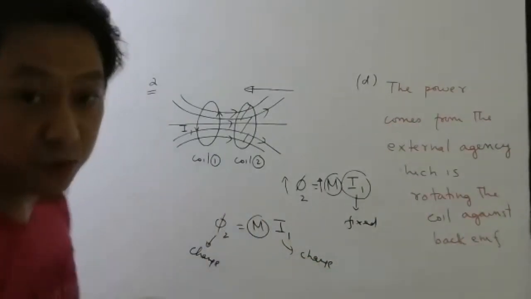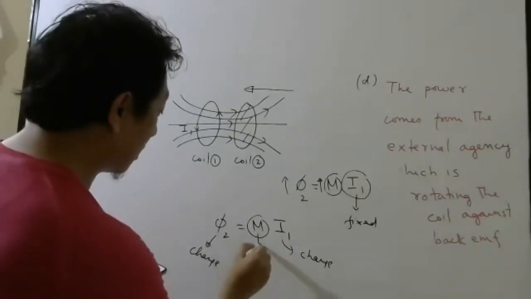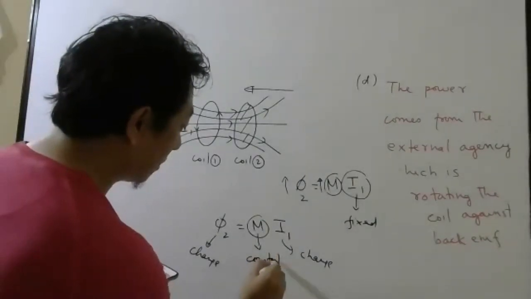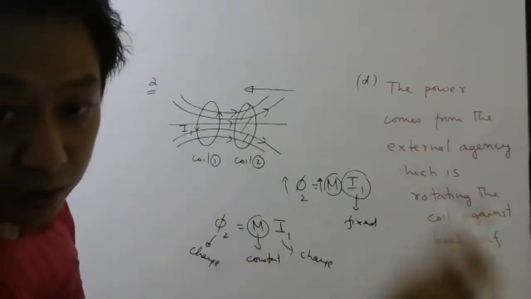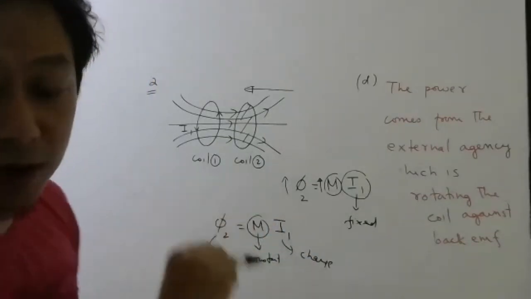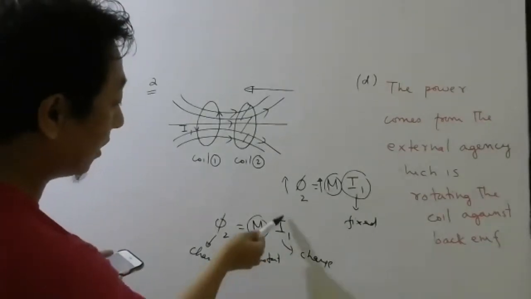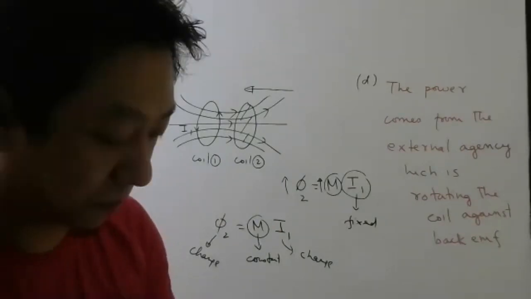This ratio is the constant of proportionality, so it will remain constant. Without changing the distance, if you simply change the current in one coil, the flux in the second coil will change proportionally. Proportionally means if this is doubled, this will double. The ratio will not change. So option B is wrong.